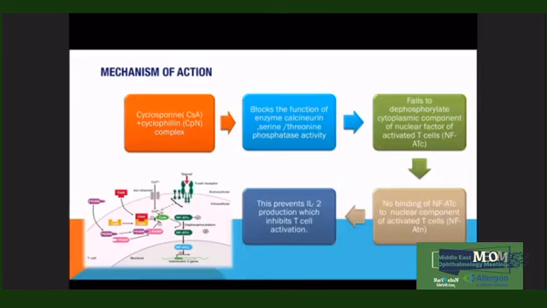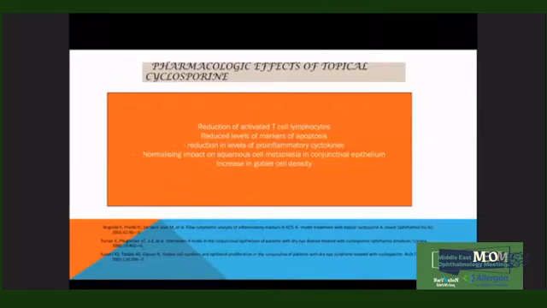So apart from the reduction of the activated T cell lymphocytes, the cyclosporine also causes reduction in the levels of the markers of apoptosis. It causes reduction in the levels of pro-inflammatory cytokines. There is also a normalizing impact on the squamous cell metaplastic changes that are happening in conjunctival epithelium in patients with inflammatory dry eye. And the cyclosporine is also known to increase the goblet cell density, thus facilitating the mucin production, which is an integral part of the tear film.